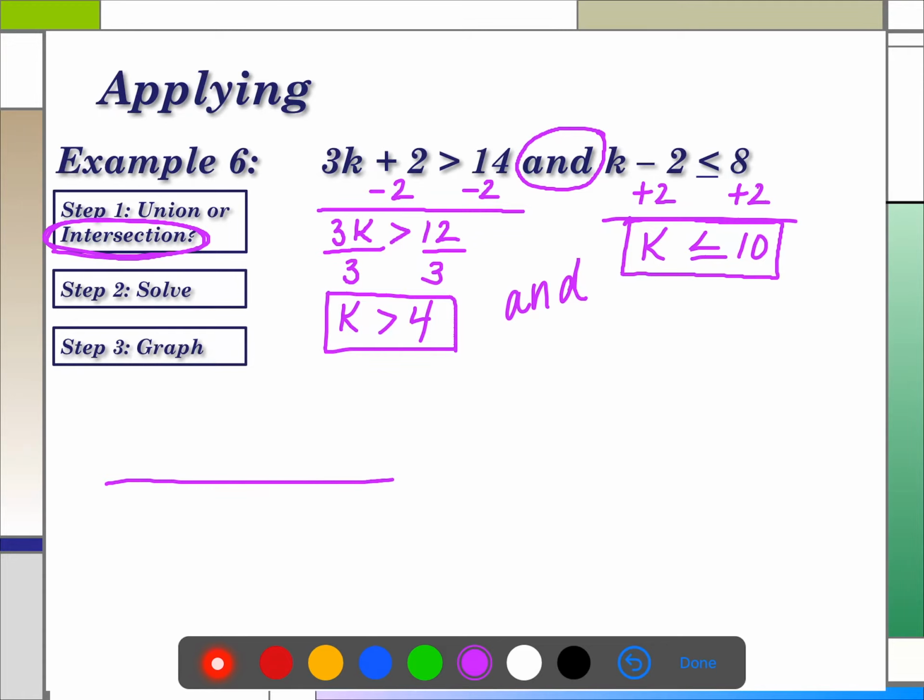Okay, so I have my two answers, and I'm going to put them on a number line. Always make sure that your numbers are in the appropriate order on the number line. Okay, and I have my open and closed circle. All right, so 4 is going to go to the right, and 10 is going to go to the left.